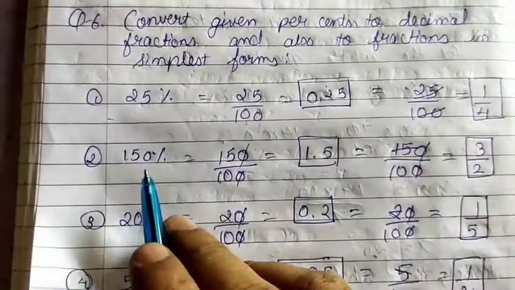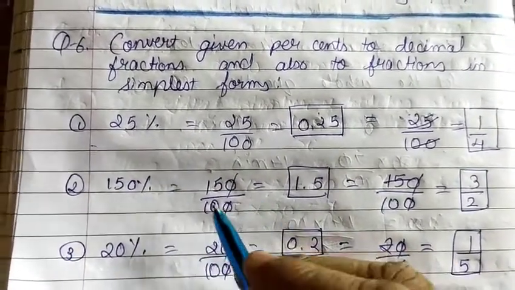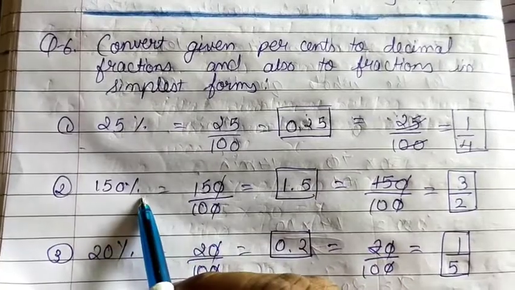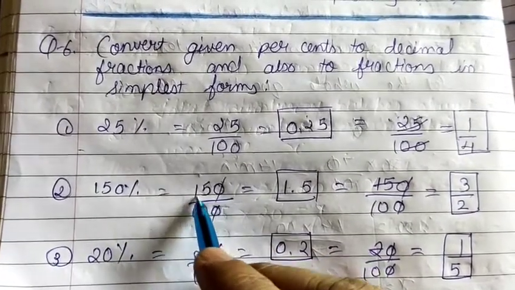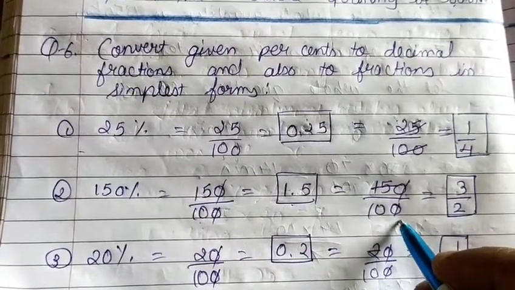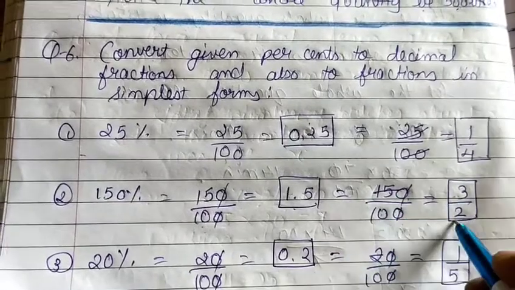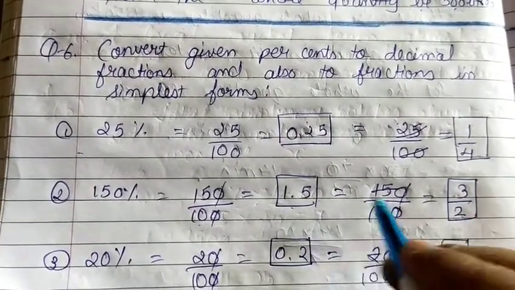Now the next is 150%. First you convert it into decimal fraction. So 150 upon 100, 100 you have to take for percentage, 0 0 cut, that is 15 upon 10 means 1.5. Then again you write this value 150 upon 100 and try to reduce it, 0 0 cut, 5 3s are 15 and 5 2s are 10. This is in fraction and this is in decimal.